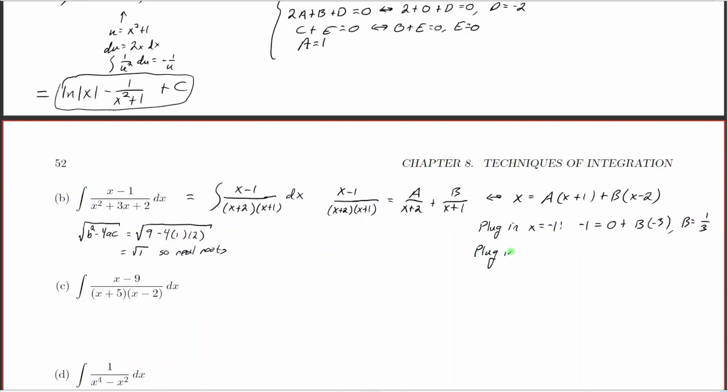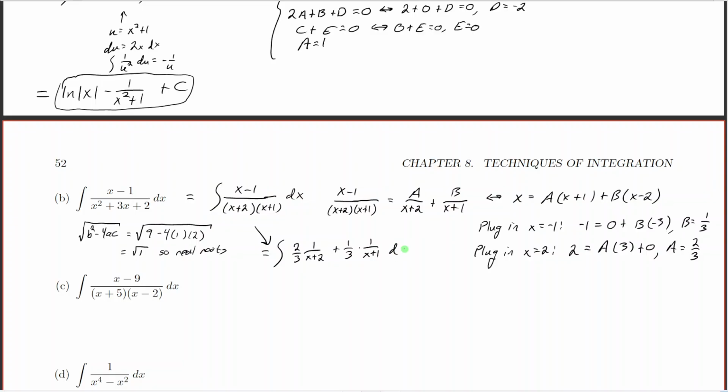Plug in x equals 2. That's going to give us 2 on this side. The B term is going to drop out. This is going to be A times 3. So that means that A is equal to 2/3. And our integral, I'm just going to bring this down here, is equal to, plugging in our values there, I'm just going to write it like this, 2/3 times 1 over x plus 2 plus 1/3 times 1 over x plus 1.